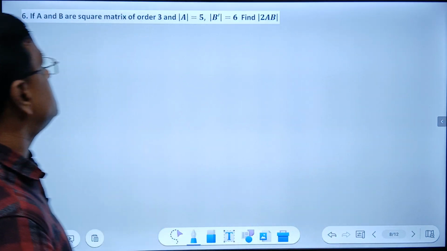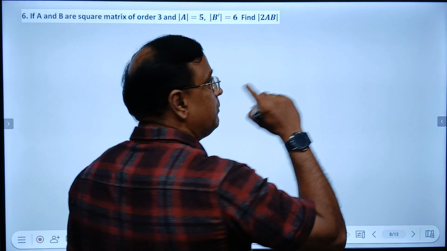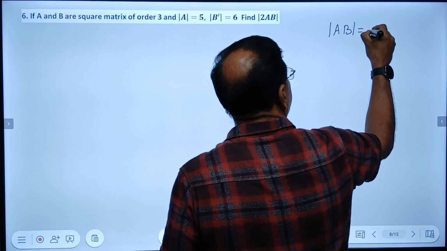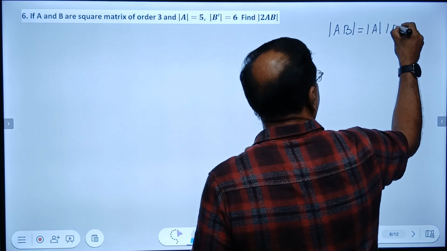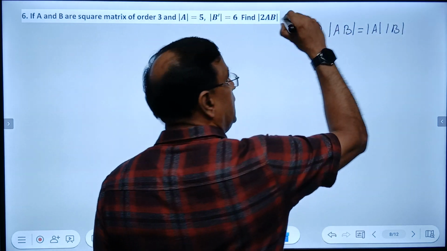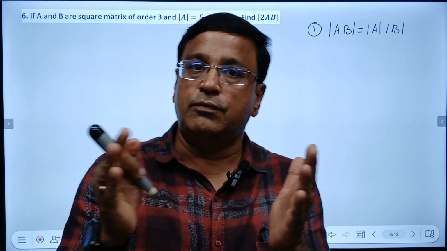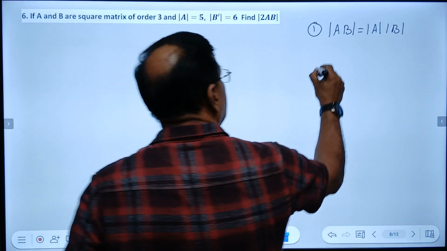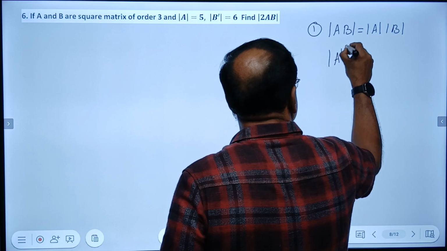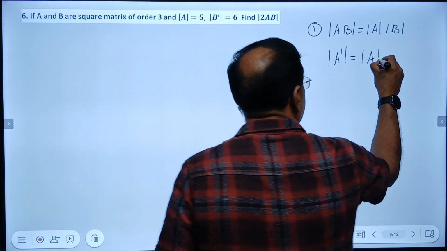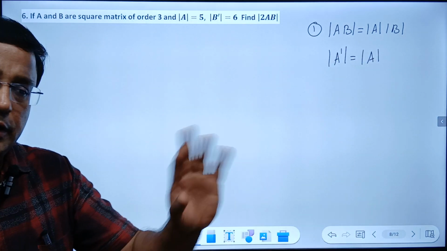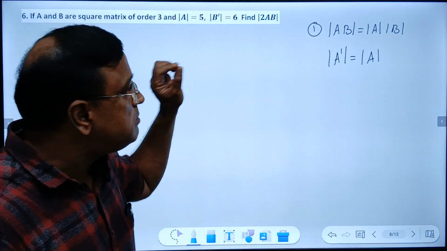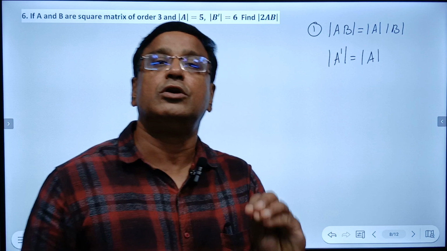Let's try one more question. This is another very important problem where I'm going to use this property. What is determinant of AB? Determinant of AB is determinant A into determinant B. This is the first property I'm going to use. Second property is determinant of transpose is same as determinant of A. If you interchange rows and columns, the value of the determinant will be same. So determinant of A transpose will be determinant of A only.